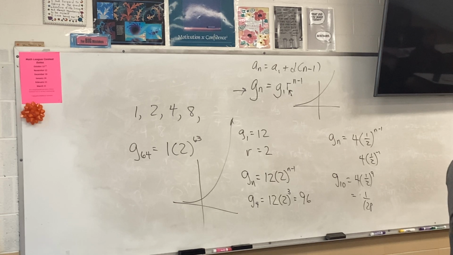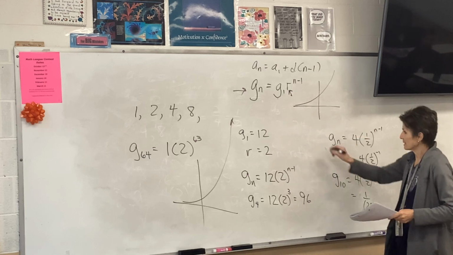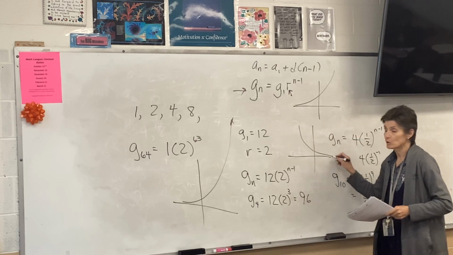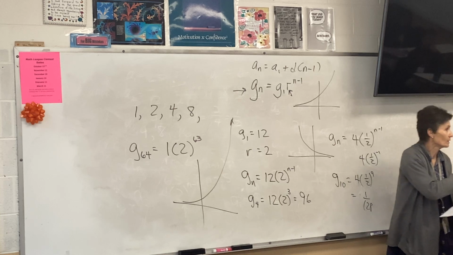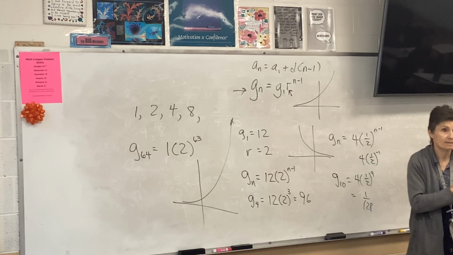Geometric sequences grow remarkably fast. Likewise, they shrink remarkably fast. When you start halving things, making them halves, they get really, really small really, really fast too.